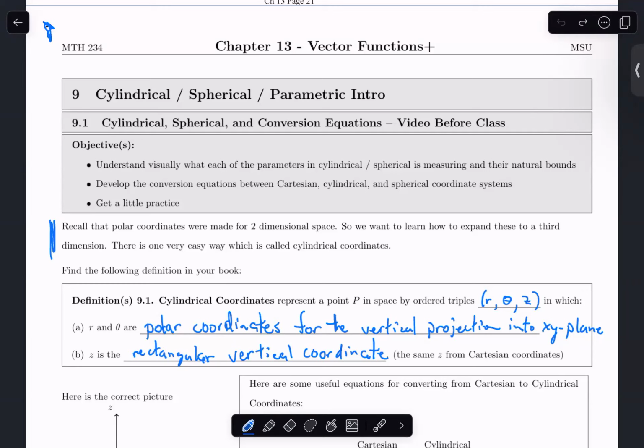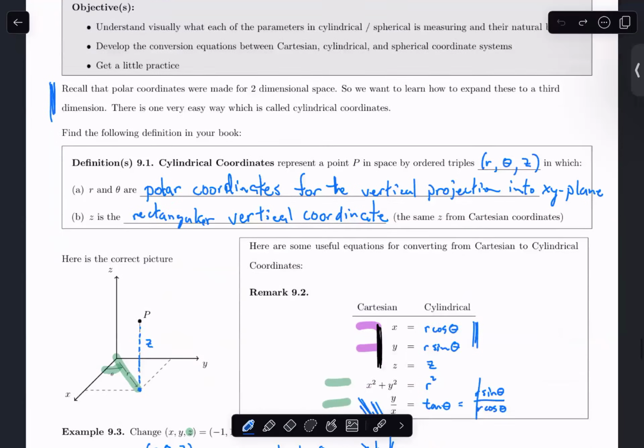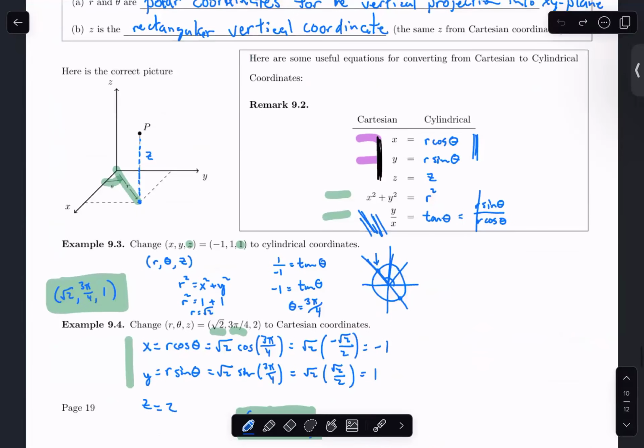So one way that you can upgrade polar is that you literally just do the exact same stuff as you would in polar. So with x's and y's, these are the exact same equations that you saw in Calculus 2. And then you just say z is going to be what it is. And it turns out if you need to describe various cylinders and things like this, this is a very useful coordinate system, and hence the name cylindrical coordinate system.